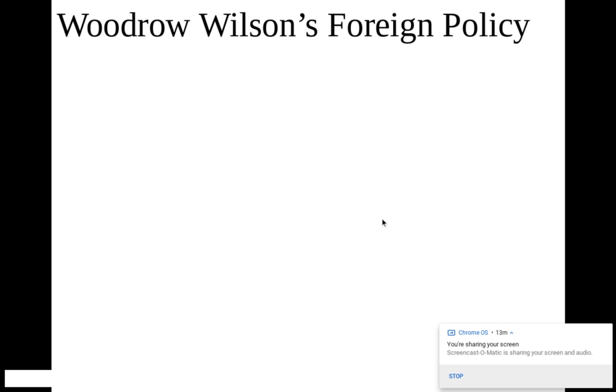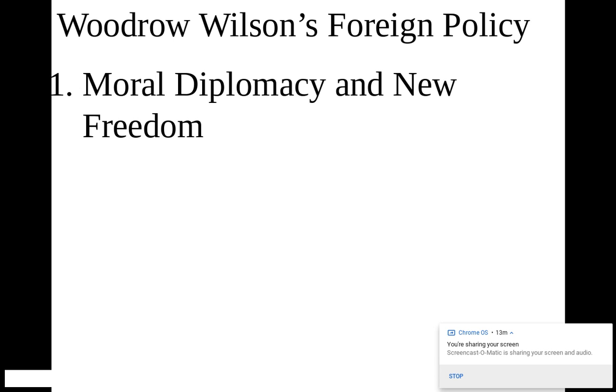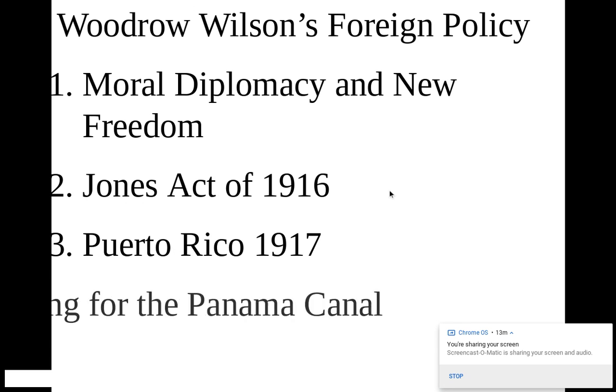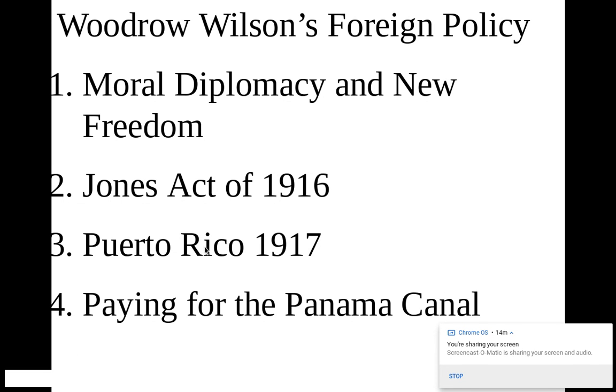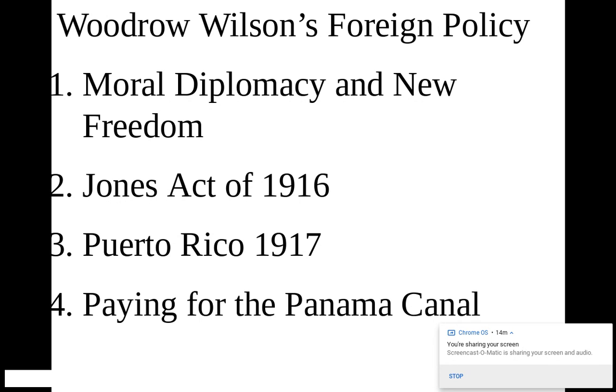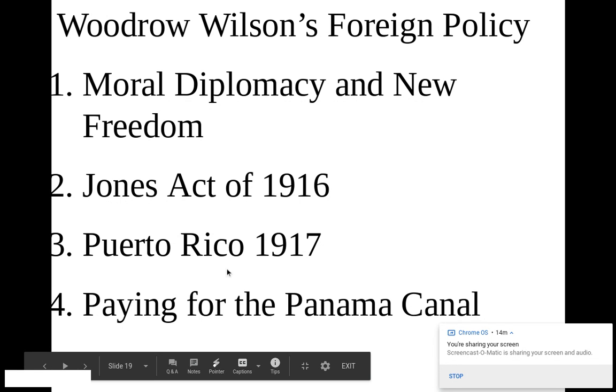So Woodrow Wilson's foreign policy is moral diplomacy. In other words, he said that the United States has been acting as a bully, and he makes plans to give Puerto Rico increased rights. He makes plans to give the Philippines independence. He says we'll start paying to use the Panama Canal. So it's a much more progressive, more liberal foreign policy.